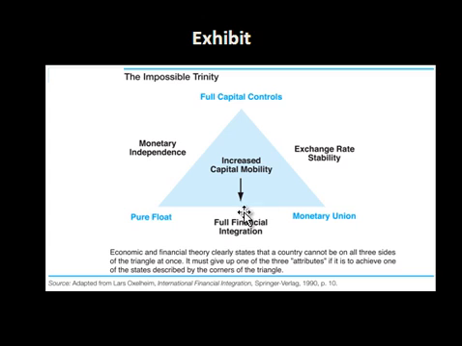If you want to achieve two objectives, you have to give up the third one. So the country has to select any two of the three qualities of the currency which it can achieve at one time. A country cannot achieve the three objectives at the same time. So this is known as the Impossible Trinity.